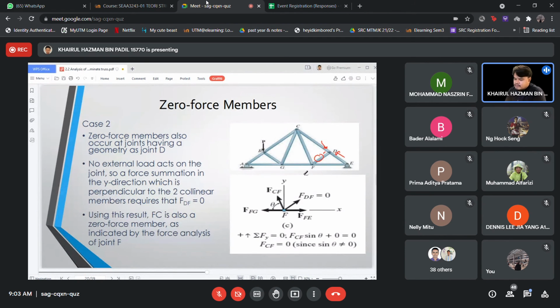Using this result, FA is also a zero force member, as indicated by the force analysis of joint F. So FC is also equal to zero since it is already balanced here. There is no force going upward here or in any direction.